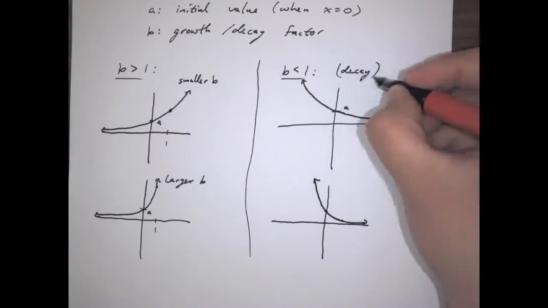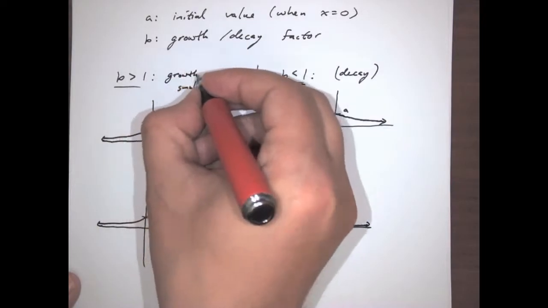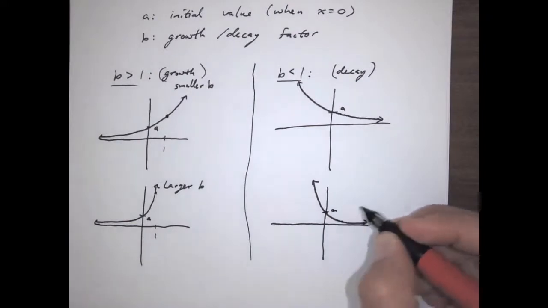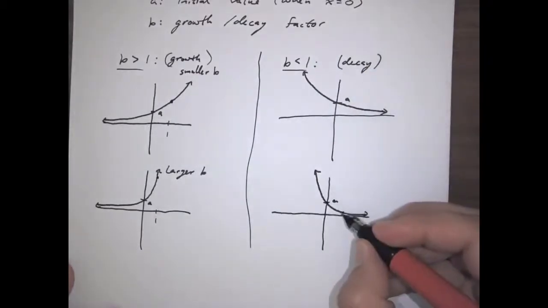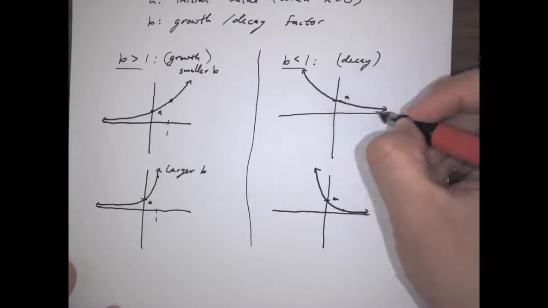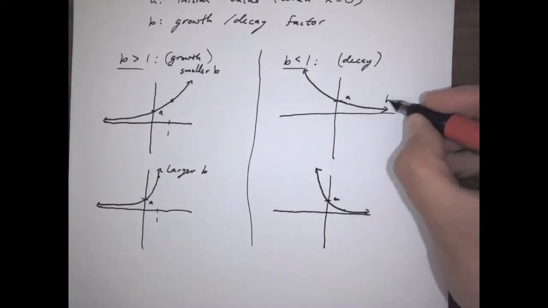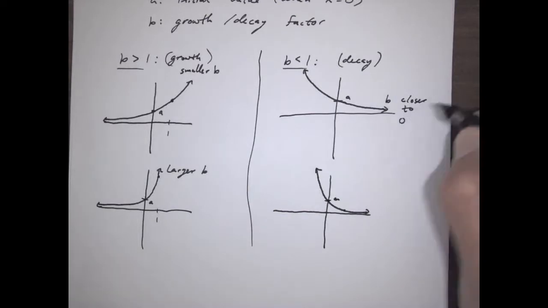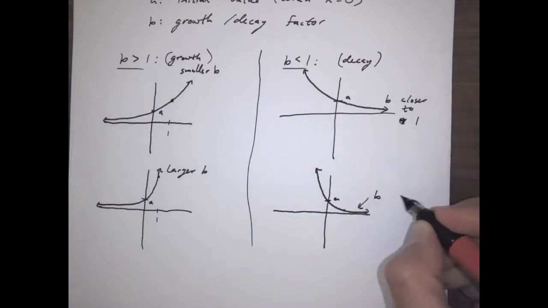So this was decay. B greater than 1 was a case of growth. So this is still going to be the A, and now this represents a case of milder growth. This represents a case of more drastic growth. This represents a case of mild decay. This represents a case of more drastic decay. So this represents B closer to 1, and this is a B closer to 0.